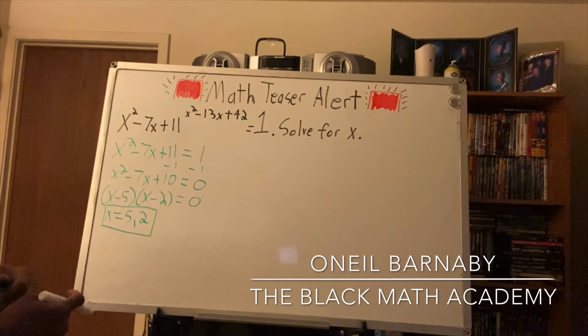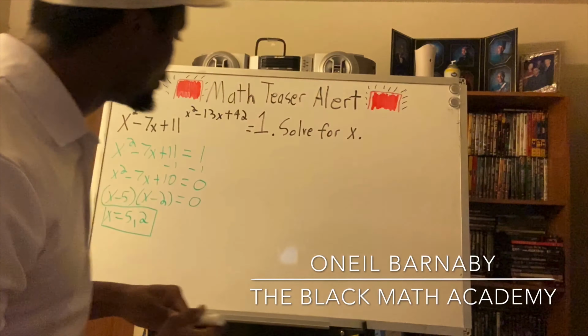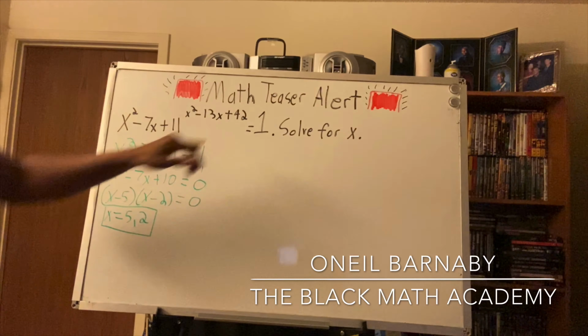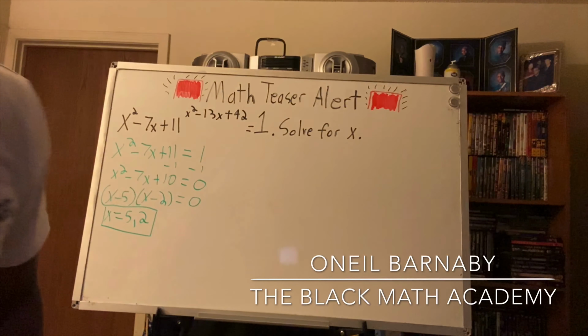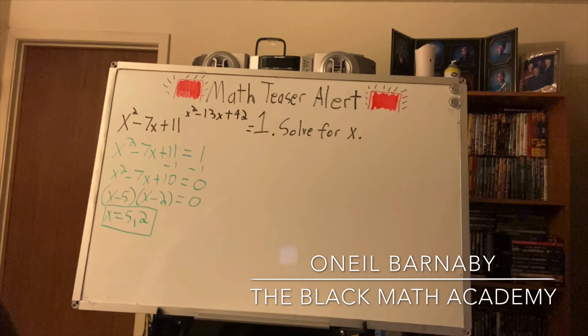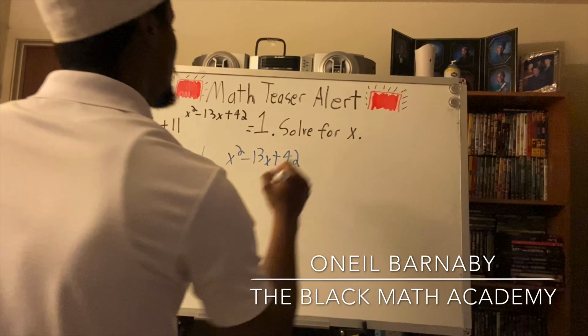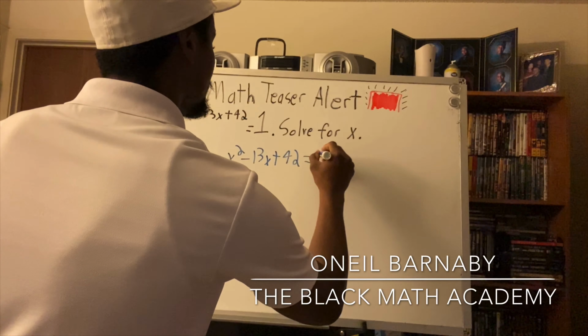All right, so we have these 2. That's one scenario. Scenario 2 is when the value of the power is equal to 0. So let's set that up and solve for that. The power says x squared minus 13x plus 42, and we want that to equal 0.